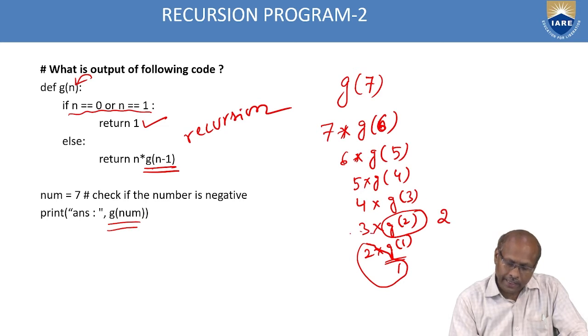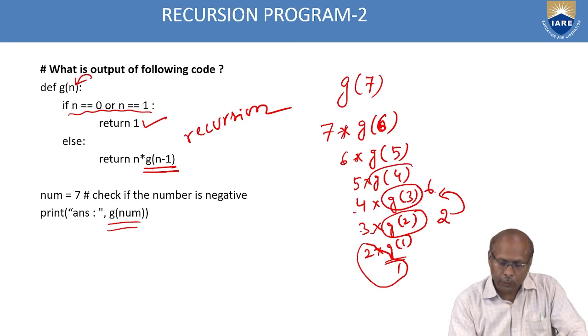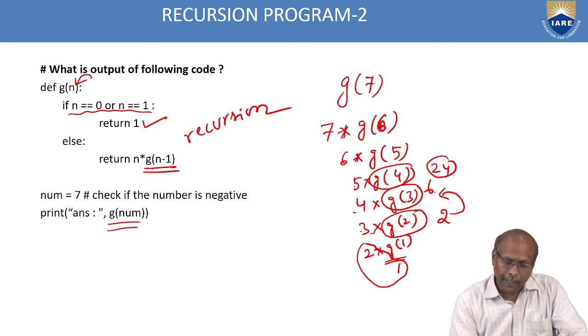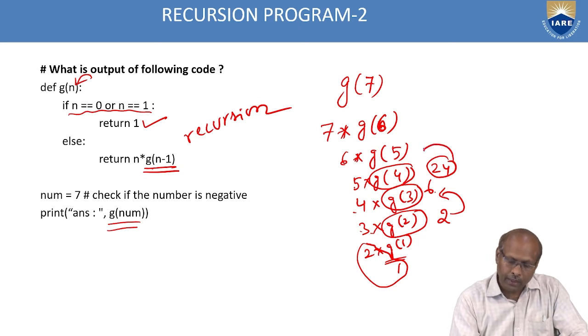So 6 will be returned from this place. It goes here, so this becomes 6. So 4 into 6, how much? 24. So this function will be getting 24. So this 24 is multiplied with 5. So 24 into 5, 120. So 120 goes here. So the G5 is getting 120.